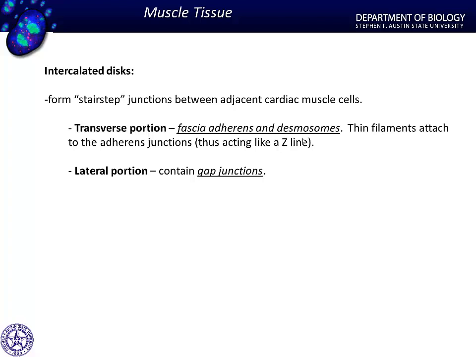Now, just a refresher from what we studied in physiology, the intercalated disc, remember, it's the stair step or the lightning bolt that goes between. It's essentially going to be in the place of the Z-line. And we're going to have a transverse portion and we're going to have a lateral portion. The transverse portion is going to be like the rise of that stair step that you'd stub your toe against. This is where we're going to have fascia adherens and desmosomes. This is for strength of attachment.